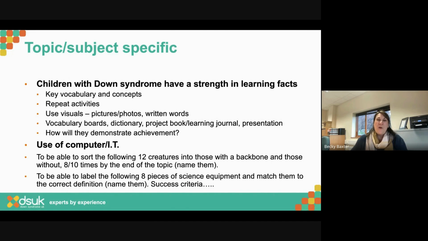the topic or subject specific examples. Children with Down syndrome have a strength in learning facts. So you want to think about, okay, we're going to be doing whatever this really complicated topic is, but I want to choose some key vocabulary or key concepts. They're going to be the thing that I'm going to keep coming back to in each subsequent lesson to make sure that we're going over that key information. Might start, like I said, with a lot of support, doing our matching, reading, having the information in front of us to look up the answers until I've learned that and I can start to reduce that a little bit more.